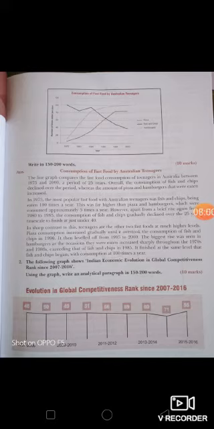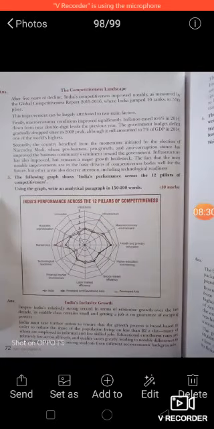Next question is: the following graph shows India's economic evolution in global competitiveness rank from 2007 to 2016. According to this graph, write an analytical paragraph in 150 to 200 words. Dear students, it is given from 2006-7 to 2015-16. You must describe this: here, the competitiveness landscape.